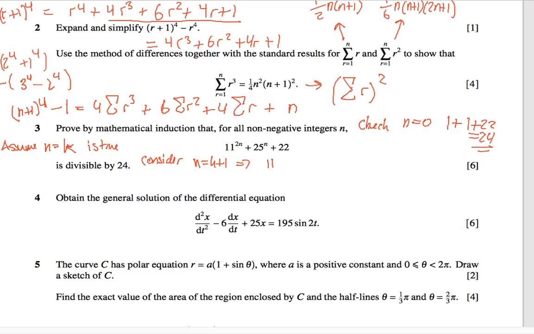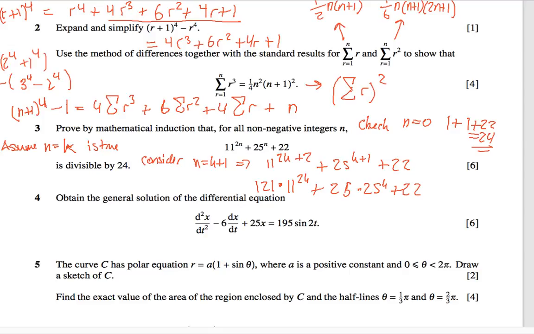So we get 2k plus 2 in the exponent here, plus 25k plus 1 plus 22. Okay, well, 11 to the power of 2k plus 2 is the same as 11 squared times 11 to the 2k. So we've got 11 squared, which is 121, times 11 to the power of 2k, plus this 25 to the k plus 1, which is the same as 25 times 25 to the k, plus 22. This is just rewriting in a different way. Okay, so that is what happens when you put in n equals k plus 1.